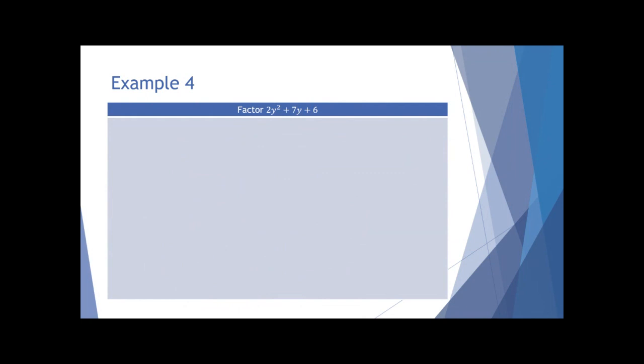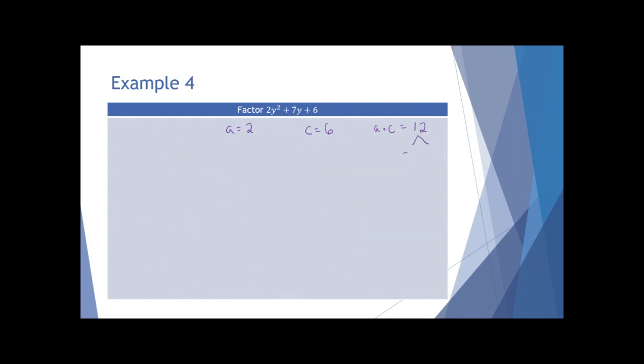Example 4. Now this is one where we have a number in front, and this is really where the AC method shines. So the number in front of the y squared, that is a. So a is equal to 2, and then c is equal to 6, the last number there. So a times c is 2 times 6, that is 12. And so now I'm looking for combinations that multiply to 12 and add to 7.